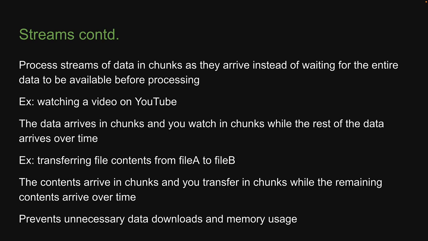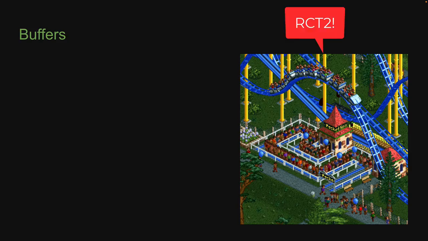Hopefully, it is clear to you now that a stream is a sequence of data that is being moved from one point to another over time. But the question is, how exactly is that sequence of data moved? That brings us to the next topic in this video, which is buffers. Now, to understand what a buffer is, I'm going to give an analogy that should hopefully be easy to understand.